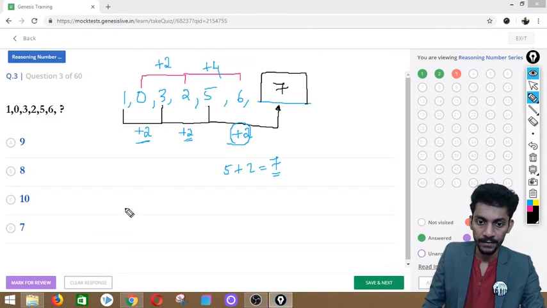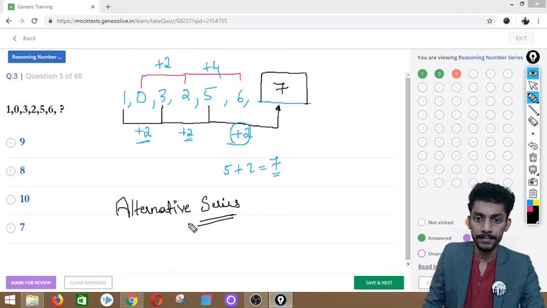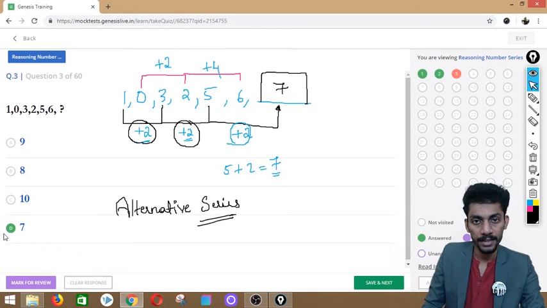Okay. One more kind of question which is based on alternative series. So what they have done is alternatively they have taken the numbers 1, 3, 5 and 7. Here it is 2 plus 0 plus 2, 2 plus 4, next term might be 6 plus 8, or 6 plus 6, whatever. But that is not what is asked. They have asked this part. So in this plus 2 is added, plus 2 is added, next one should be plus 2. So the answer is option D, that is 7.